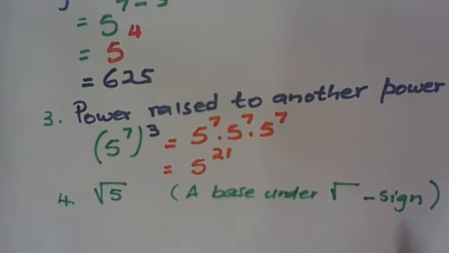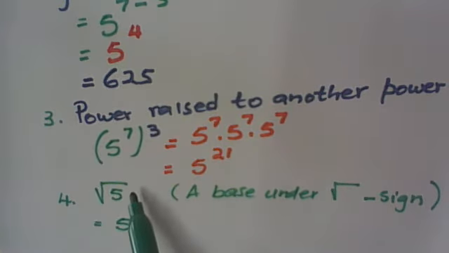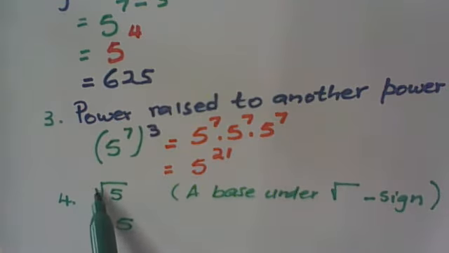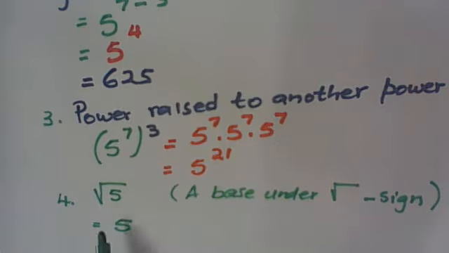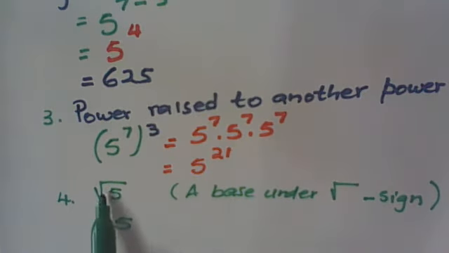So what do you do? The next thing that you do here is you write the base, and that is 5. Now this radical sign, if there is no number here, you know that the number that was supposed to be there is 2. So the square root means we must find 2 factors that will make up the number we get under the radical sign.